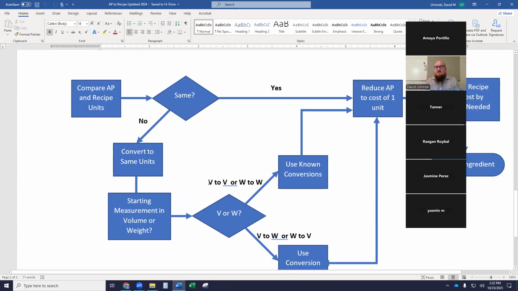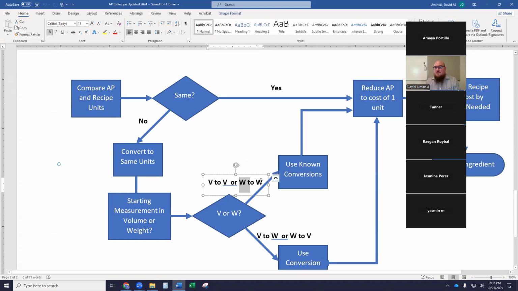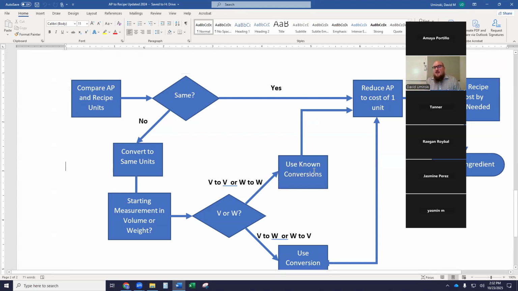That's where it's volume to volume or weight to weight. If your AP and your recipe are already in the same type of measurement, so volume or weight, that's where you're going to use those known conversions. Known conversions are things like a tablespoon is a half of a fluid ounce, or there's 16 ounces in a pint, or there's 16 ounces in a pound. Those are those known conversions.